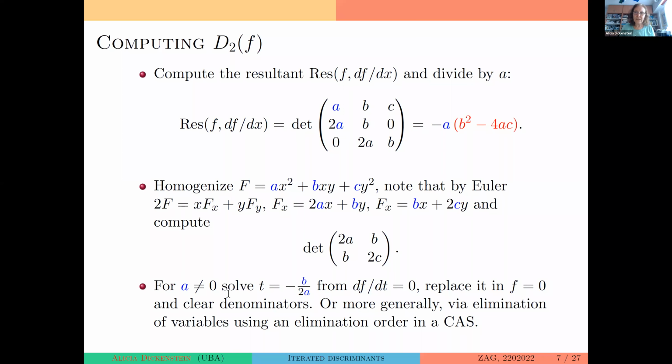If a is non-zero, we solve f prime equal to 0, and we get t has to be minus v over 2a. Then we replace this into f, and then we clear the denominator, and we'll also get the discriminant. More in general, we will need to use elimination of variables with an elimination order in a computer algebra system. So this is kind of naive and easy in this case, but then it is extended, but it is more involved.